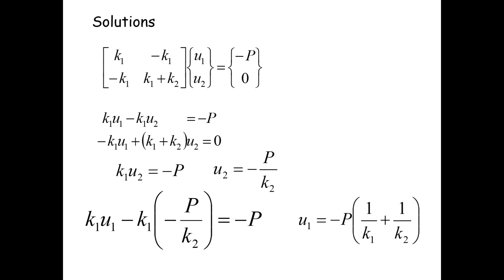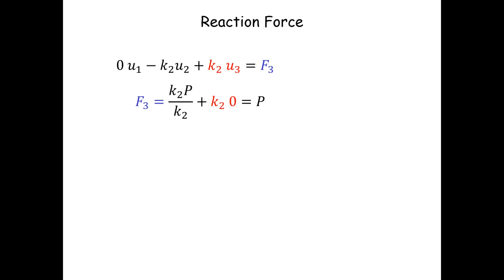After finding the displacements, you can find the reaction forces by going back to the original equations. F3 is the reaction force corresponding to the prescribed displacement U3 equals 0. From the original set of equations, the last equation is used to find F3. Since the displacement boundary condition is U3 equals 0, and you have already solved for the value of U2, you can substitute these values into the equation.